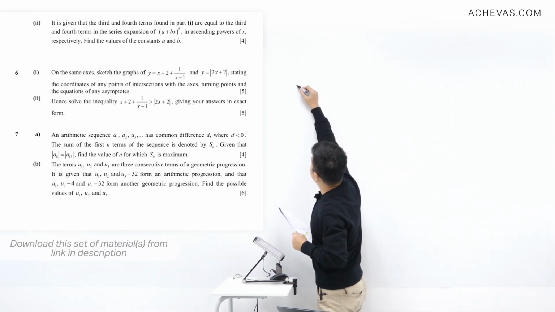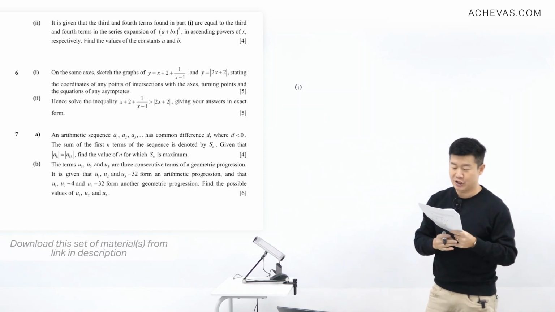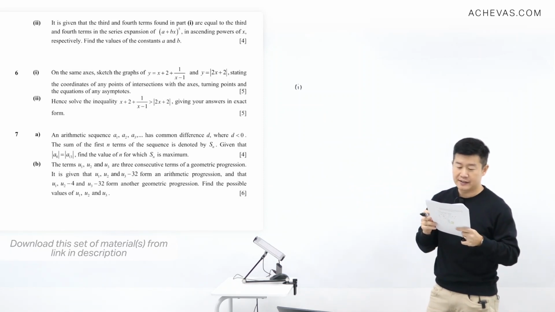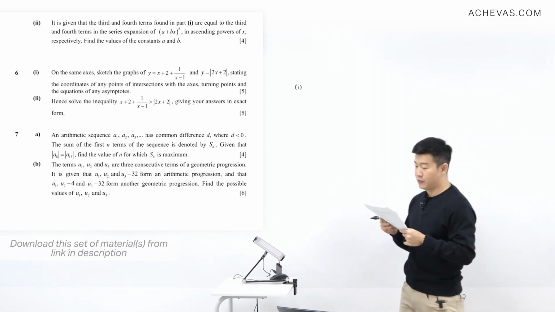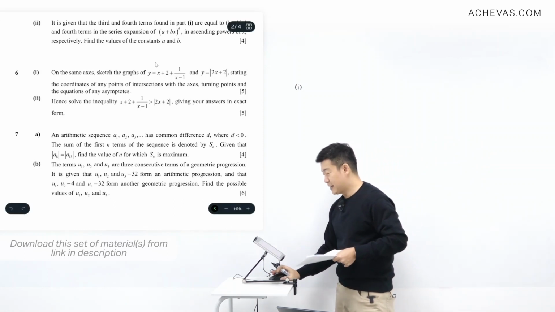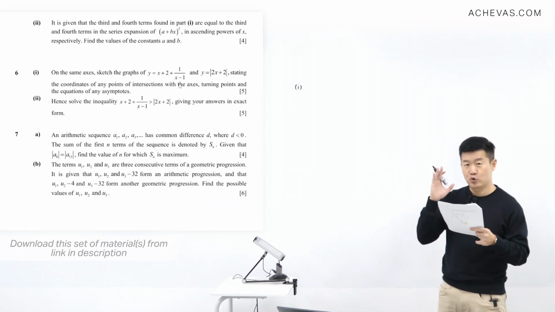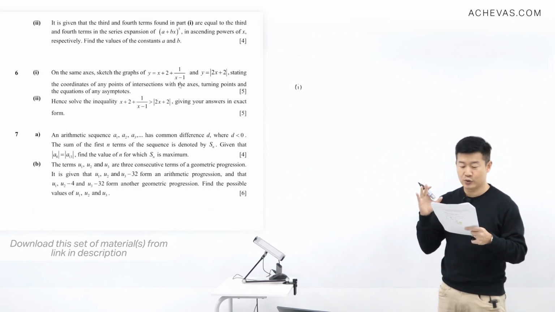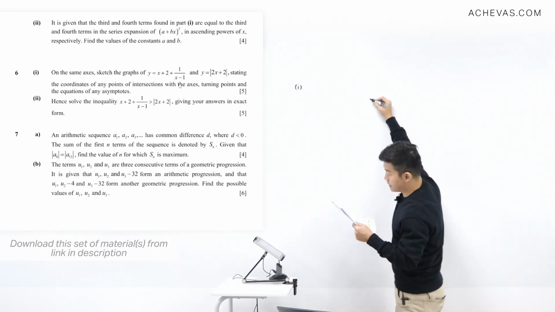So in question number 6, part 1, on the same axis, we are supposed to sketch the two graphs and state the coordinates of any points of intersection with the axis, and also state all the turning points and the equation of the asymptotes. Let's sketch the graph of y is equal to x plus 2 plus 1 over x minus 1 first. For this graph, it will have two asymptotes. One is x is equal to 1. The other one is y is equal to x plus 2, an oblique asymptote. So let me do a quick sketch here.